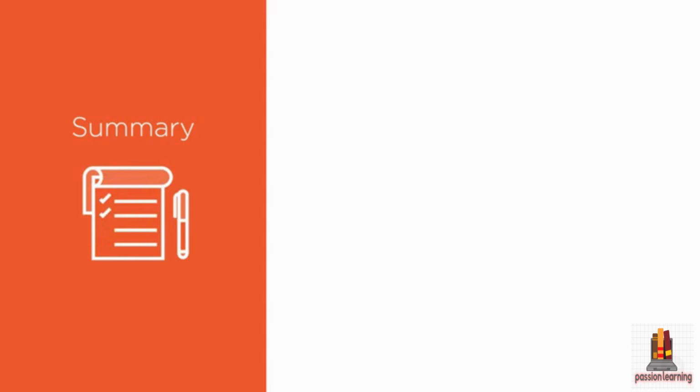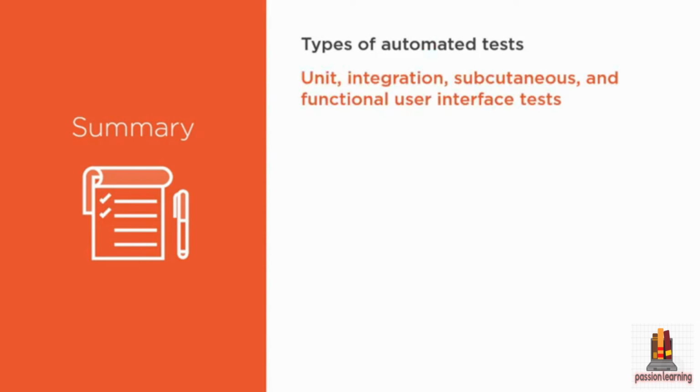So that brings us to the end of this module. In this module, we learned about the different types of automated tests. So we learned about low-level unit tests and also what the definition of a unit is. We learned about integration tests that may talk to external resources such as databases, and subcutaneous tests which exist just below the surface of the user interface. We also learned about functional UI tests that simulate an end user using the application.